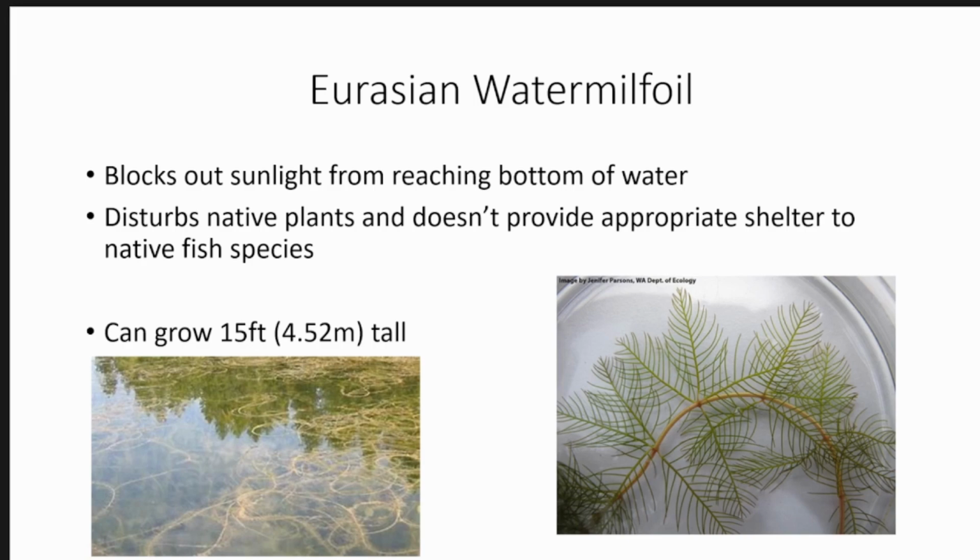Eurasian watermilfoil blocks sunlight from reaching the bottom of the water, so species that dwell on the bed of the lakes can't get the sufficient sunlight that they need or have been accustomed to getting. It disrupts native plants and doesn't provide appropriate shelter to native fish species. So basically, a small fish will try to hide in this stuff. The big fish will find it and eat it, and then it'll just end up eating all the smaller prey fish in the area. Then there's suddenly no more fish for the big fish to eat, and then all the big fish die out, and then suddenly no more fish in the lake. That's why these guys are a problem.